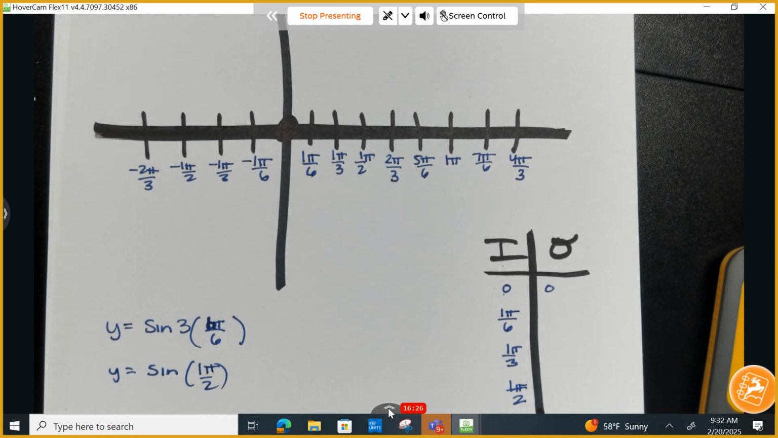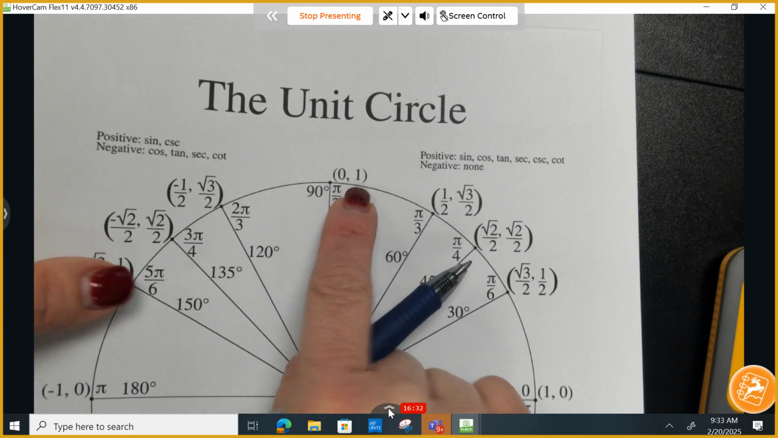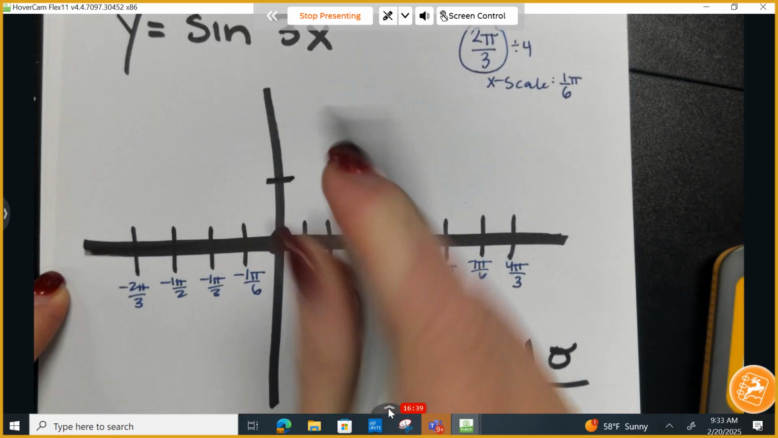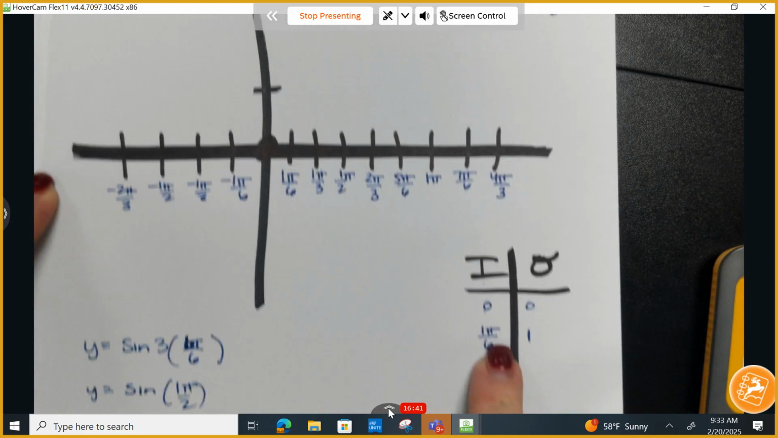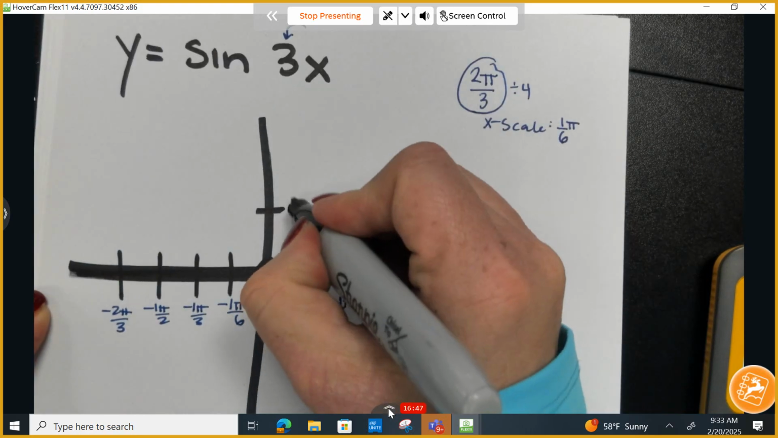So please find on your unit circle where pi over 2 is. Pi over 2 is right here, and the sine is 1. So over here, I'm going to put a 1. All right, that means I'm going to go to an input value of 1 pi over 6, and my output value, or the distance above or below the x-axis, is 1.